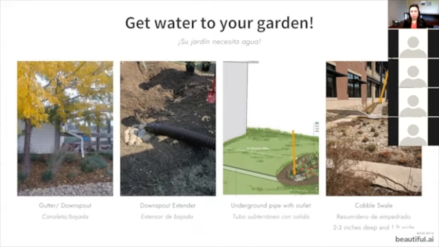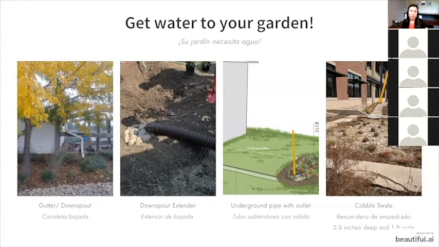The next picture over is looking at a downspout extender. And so where we wanted to place the rain garden was a little bit farther from the downspout. And so you can just use a downspout extender to get that water there. And then you can also see that erosion control that's happening with those river rocks.